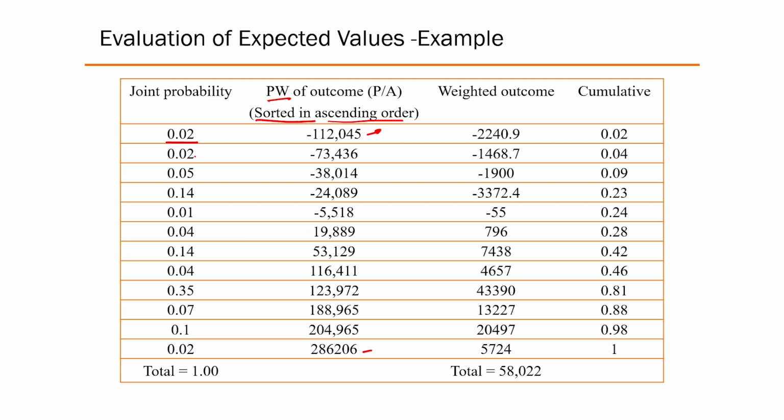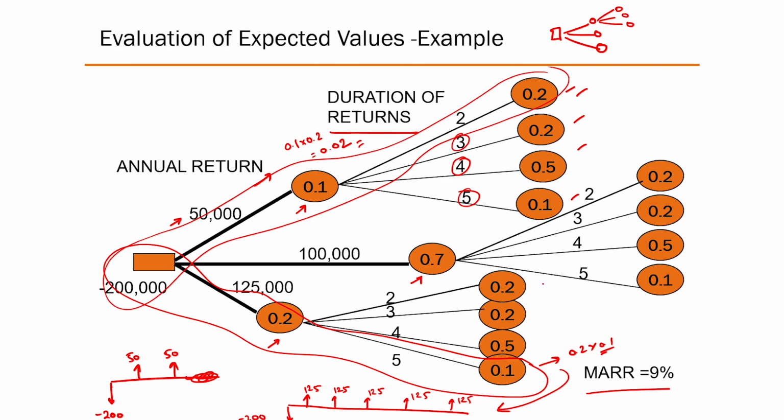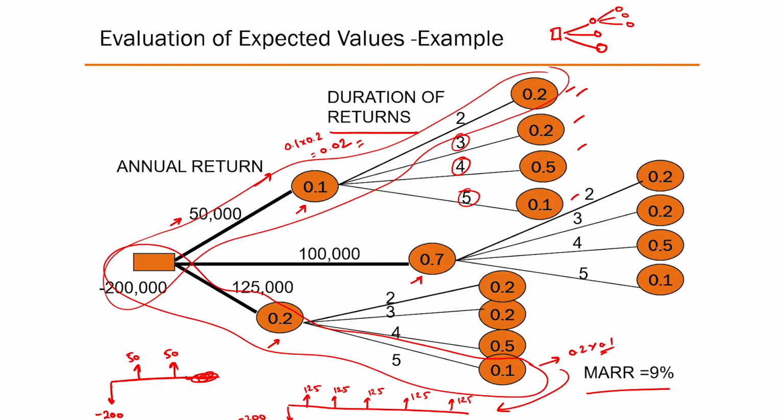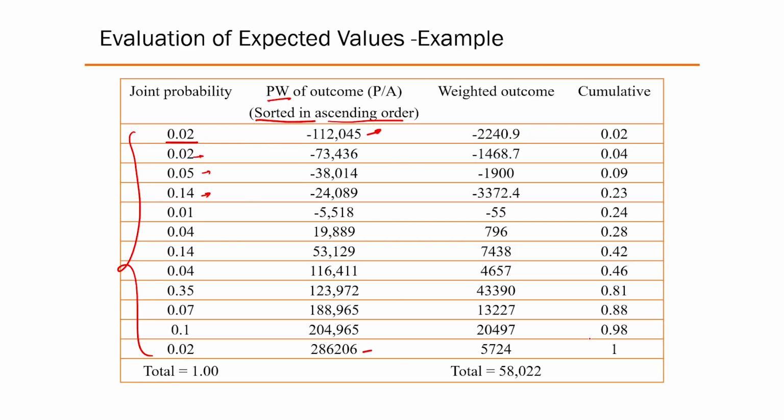This corresponding probability will come anyhow, so it does not have to follow. This particular column is not exactly in the same order as this. That's what I am implying. Now, if you want to take the weighted outcome, you can still simply multiply this column with this, and you will get these values. So that's not a problem.